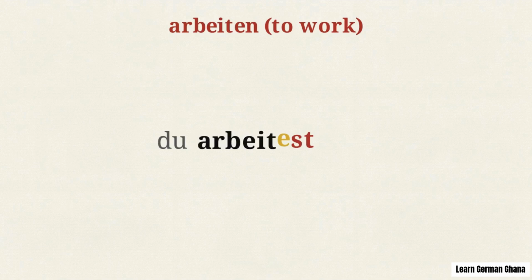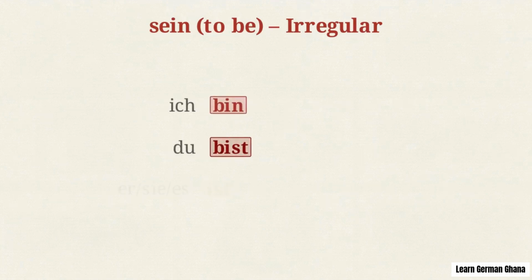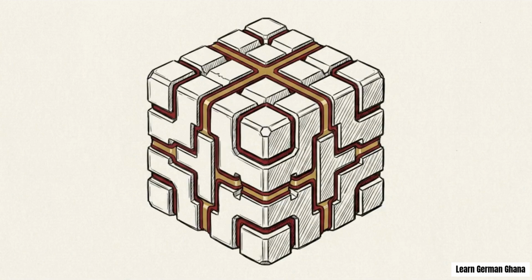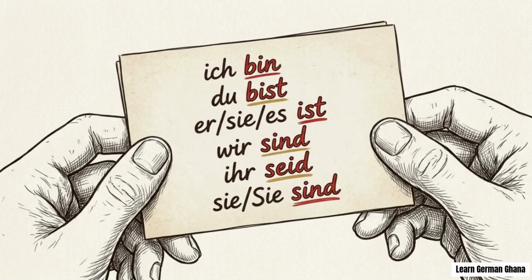Then there are verbs that ignore the standard patterns entirely. The most critical of these is sein, meaning to be. From ich bin to du bist, all the way to sie sind, every single form breaks the rules. Regular verbs function like predictable, mechanical blocks you can snap together, but the most frequently used words in almost any language are irregular anomalies, which simply require straightforward memorization.